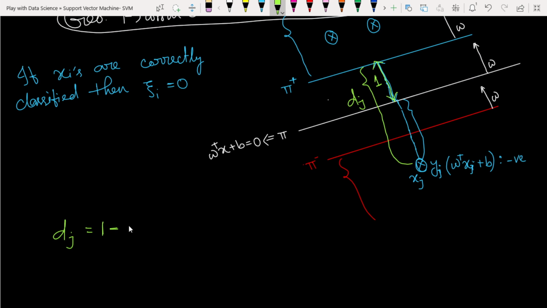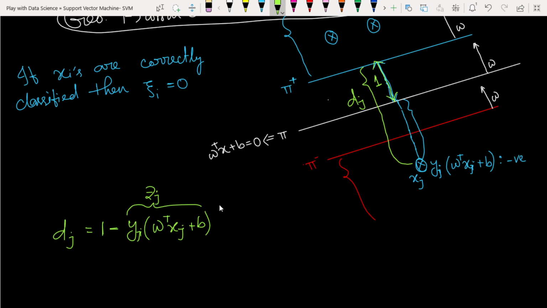minus, as we already saw, yi, this distance, yi w transpose xj plus b, sorry, it will be yj (w transpose) xj plus b. From here to here this distance will be a total of 1, plus because it is the same one and it is in the opposite direction, it will be minus. So this total distance will be 1 minus this one, and we call this thing z.